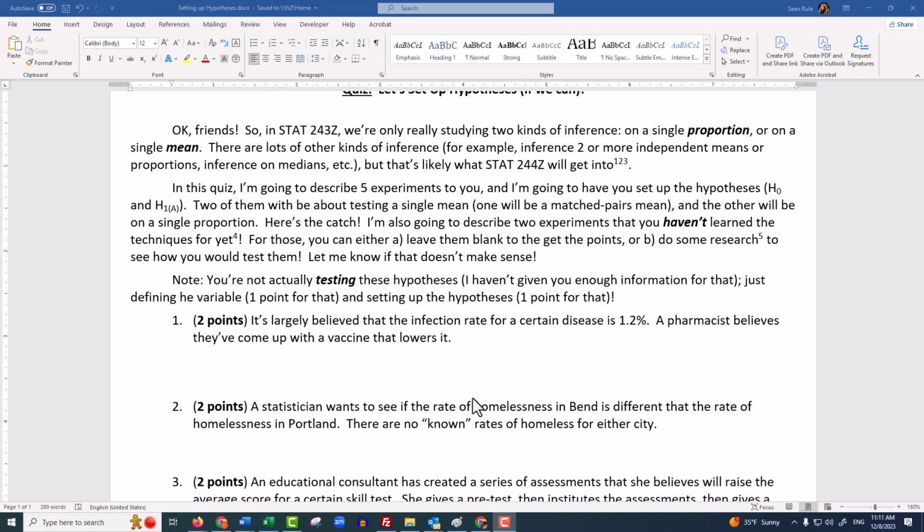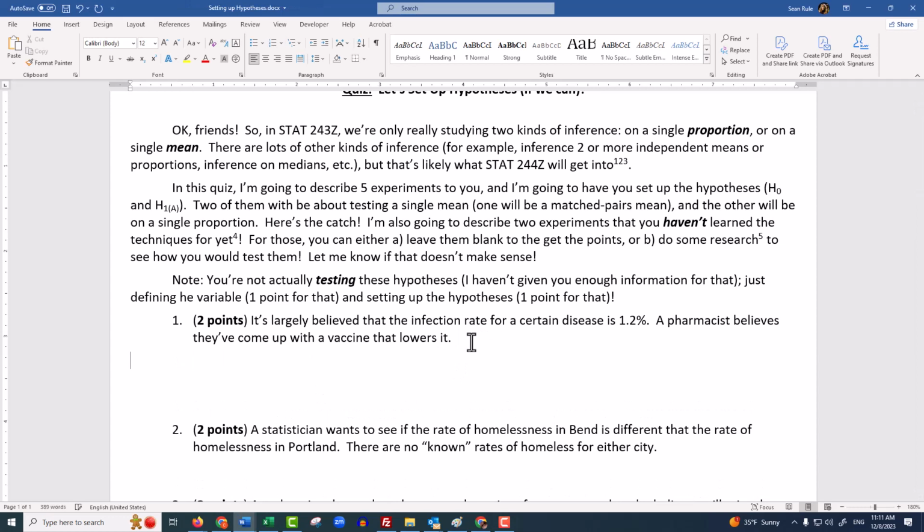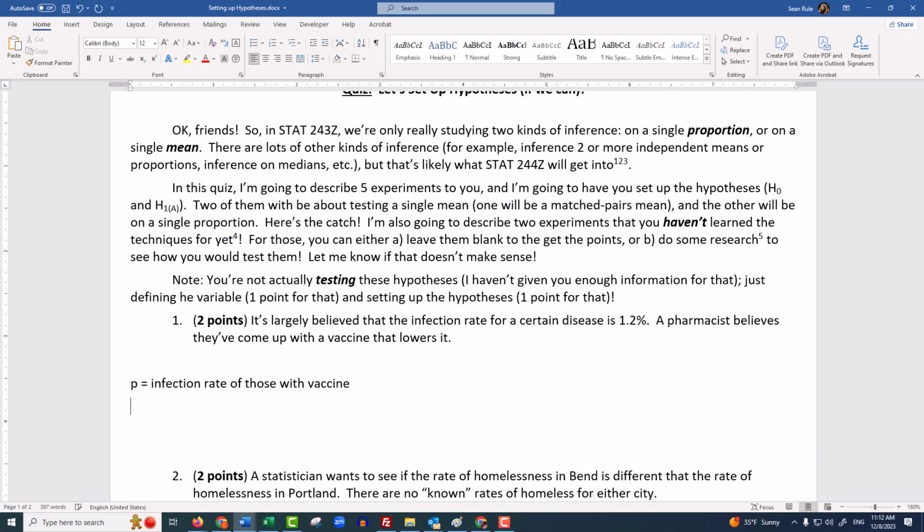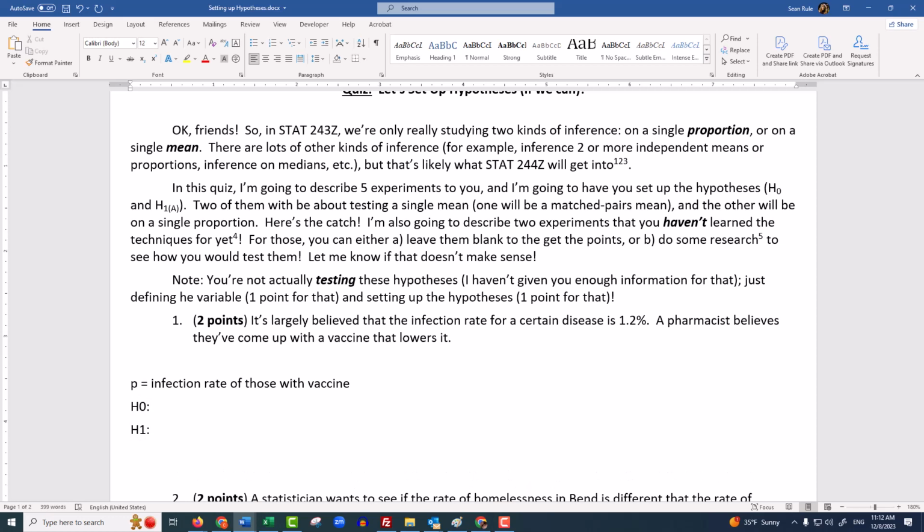Number 1 here, it's largely believed the infection rate for a certain disease is 1.2%. Pharmacists believe they've come up with a vaccine that lowers it. So we're looking for, I'm going to put it down here, little p is going to be equal to the infection rate of those with the vaccine, right? Because that's what we're trying to show. And the hypotheses, H0 and H1, well, H1, they believe they've lowered it, so we think it's going to be lower than that 0.012.